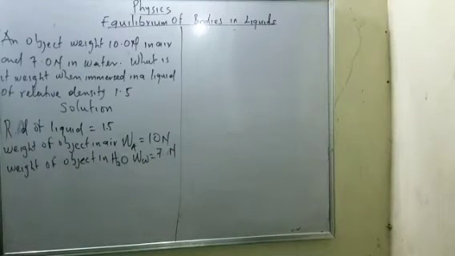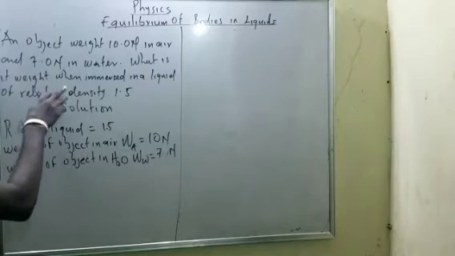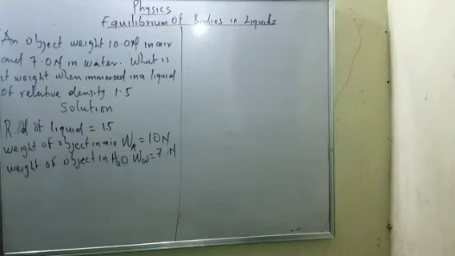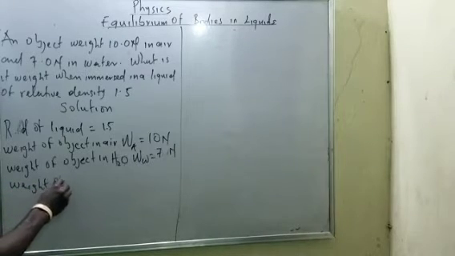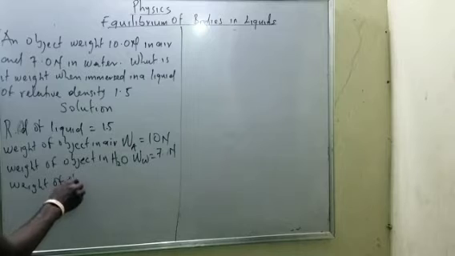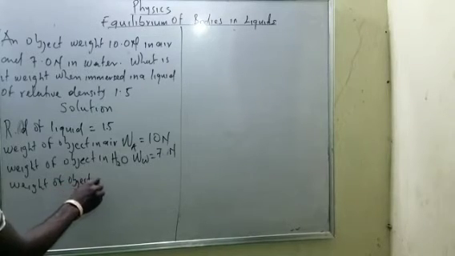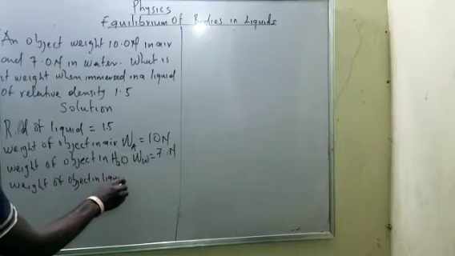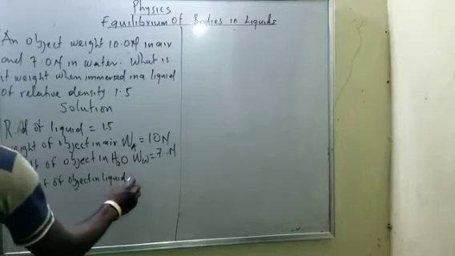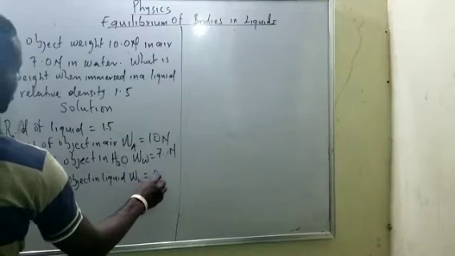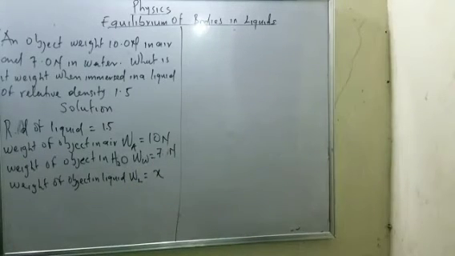Now, also, what am I looking for? What is the weight when immersed? It means I will have the weight of the object in liquid, which is WL, is X. I don't know it. Now, which formula will I use? I want to know the best formula to use.